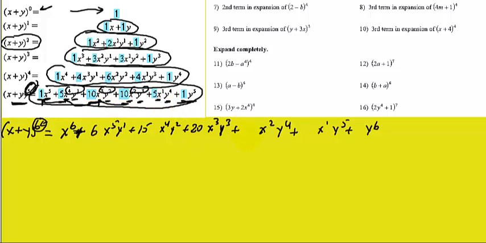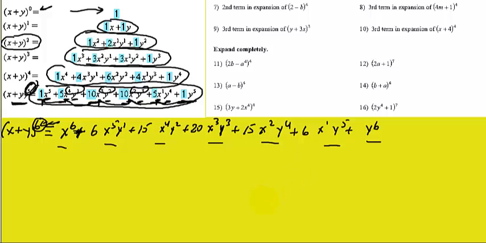And then to get the next one, I'm going to look at 5, add it to 10, which is going to be 15. And then to get the next one, I'm going to look at 1, add it to 5, which is going to give me 6. And that's it. Now, notice that this is 6th power. I have 1, 2, 3, 4, 5, 6, 7 terms. So I always get one more than whatever the binomial I'm raising it to.